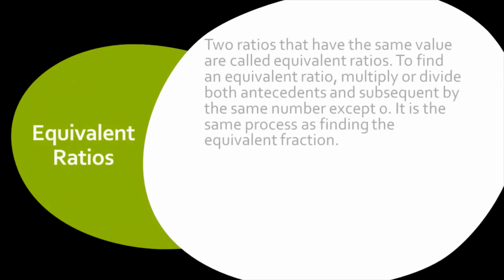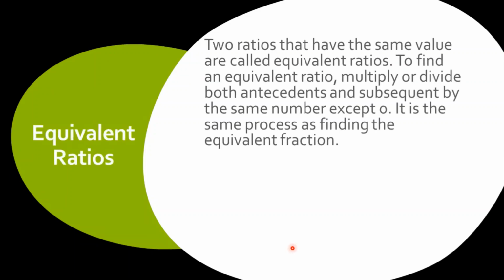Equivalent ratios. Two ratios that have the same value are called equivalent ratios. To find an equivalent ratio, multiply or divide both the antecedent and the subsequent by the same number except 0. Here, the antecedent is the numerator and the subsequent is the denominator. It is the same process as finding an equivalent fraction.